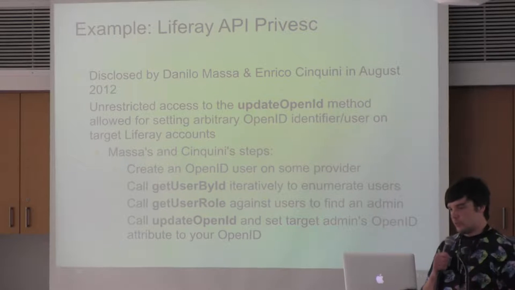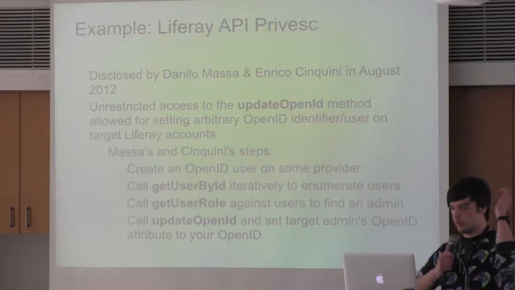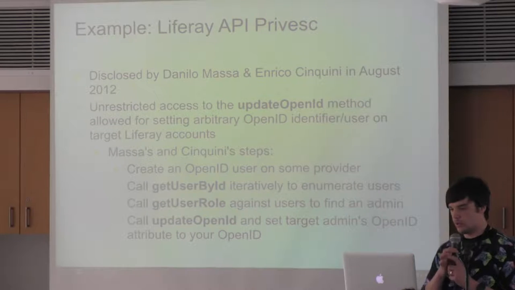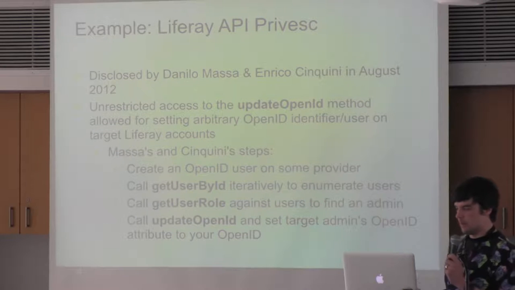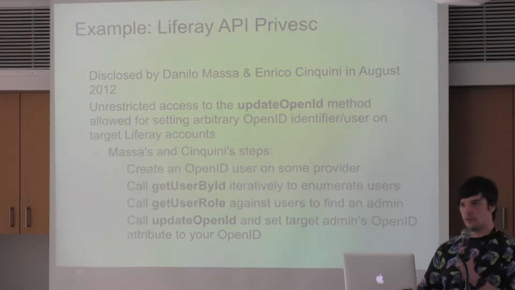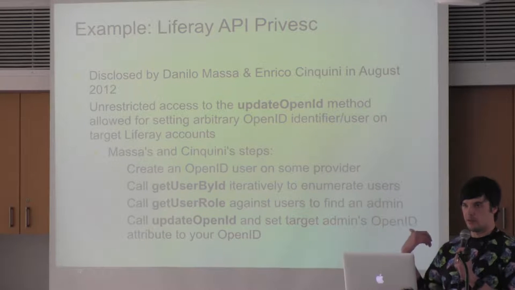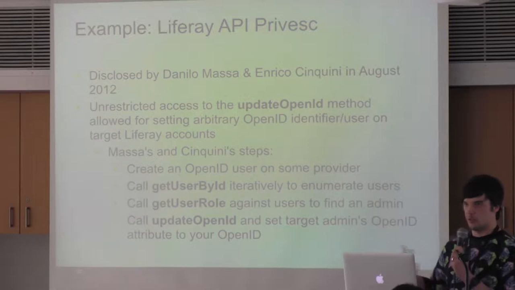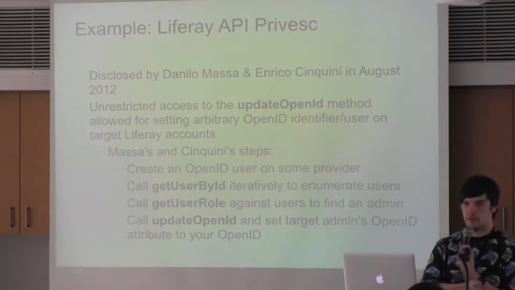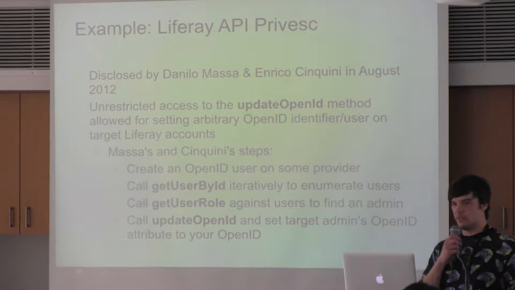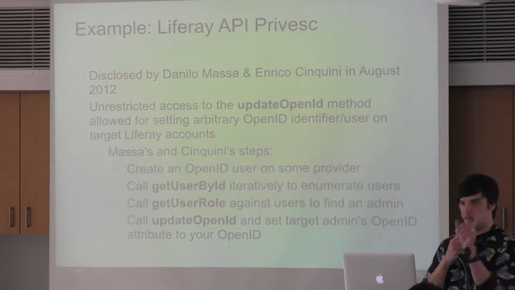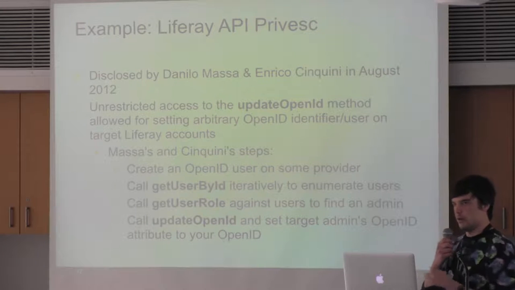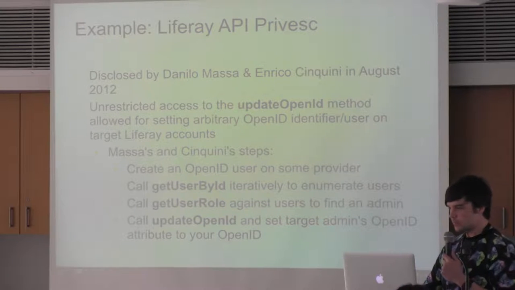So even if you're an unprivileged user, you call get user by ID iteratively, and it's just an integer, so you iterate through each one and enumerate all the users. Then for each one, call get user role to determine who's an admin, and then as an unprivileged user call update OpenID and set anyone's OpenID to the OpenID user that you control. So you set that on an admin, then hit your OpenID provider, and go back to the relying party and say, yep, now I'm an admin.